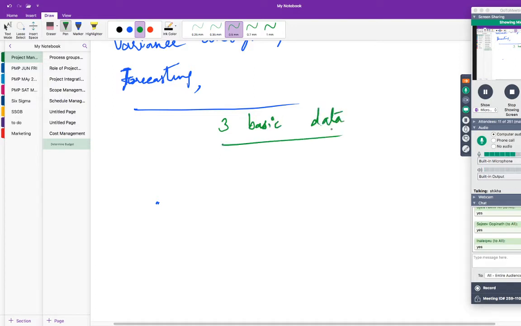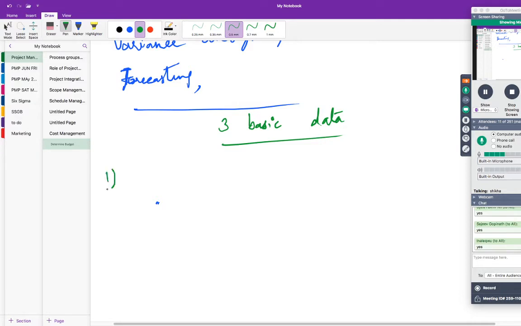So let's talk about three basic values that you have to understand. If you understand these very clearly, then the whole journey in earned value analysis is going to be very, very easy. But if you don't understand these three concepts, then it's going to be difficult. So let me first introduce them.